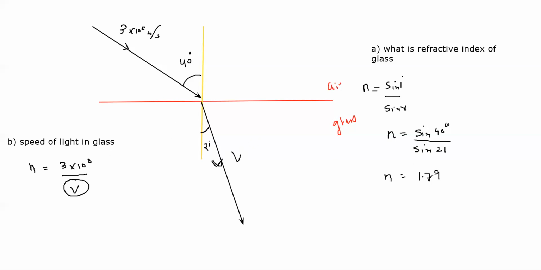And we already have the refractive index, 1.79. So we substitute: 1.79 is equal to 3 into 10 to the power 8 divided by v. I need v, so we move v to the numerator and 1.79 to the denominator. So v is equal to 3 into 10 to the power 8 divided by 1.79. What is the answer? It will be in exponents.